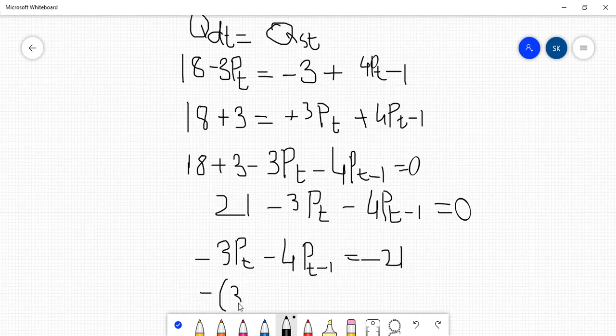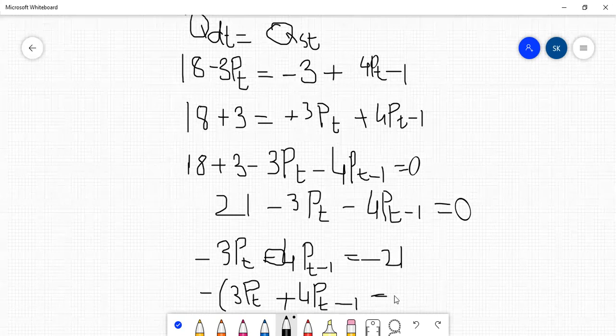Therefore, it will become 3pt. Oh, sorry, we have taken this minus common, so therefore it will become plus 4pt minus 1. Minus has been taken common for this one only. This cannot be taken as common, is equal to 21. So therefore, our equation can now be written as 3pt plus 4pt minus 1 is equal to 21.